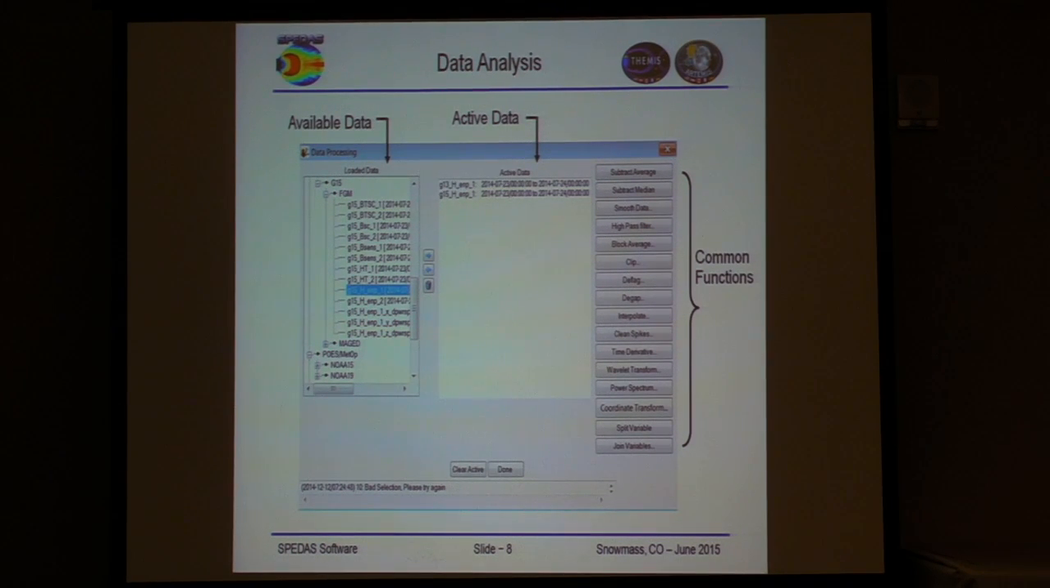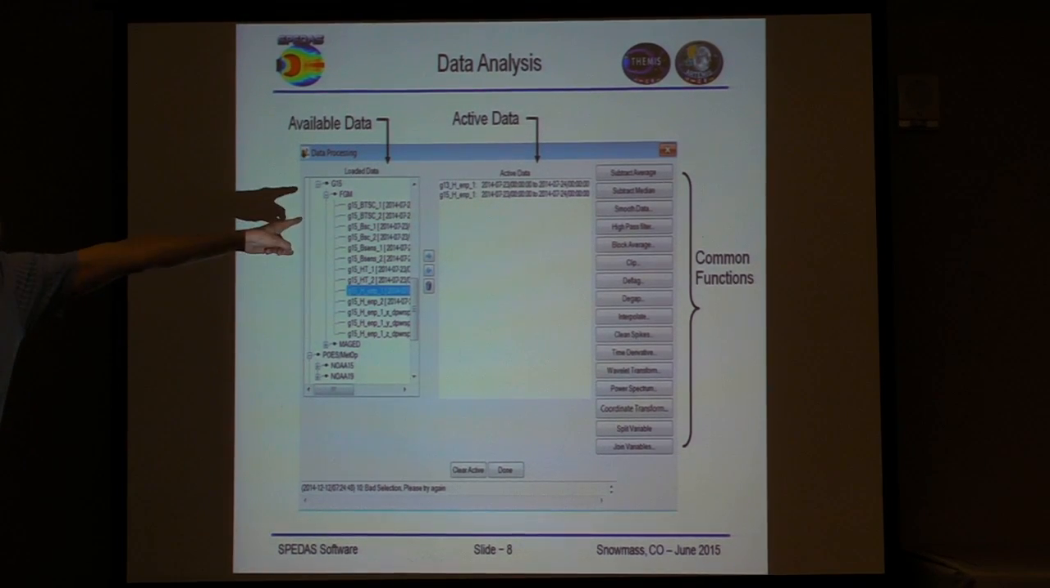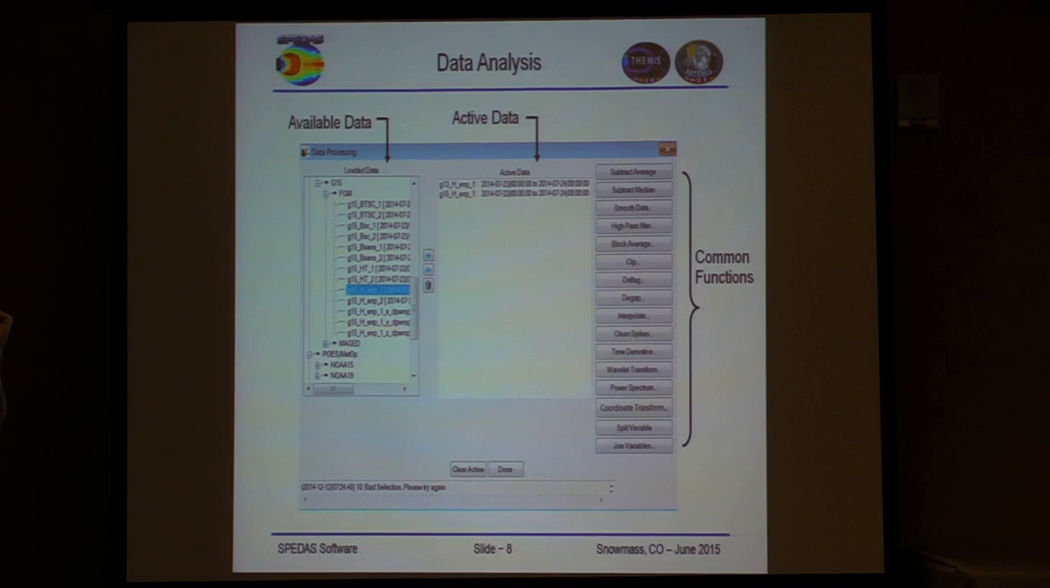So the idea is, you see this loaded data tree over and over. That's our main data structure for keeping track of what data is available. So you can pick a number of variables, click on the arrows to move them over into the active data area. And then when you click on one of these operations, the buttons down the right-hand side, it will apply that operation. And some of them have parameters you can set.